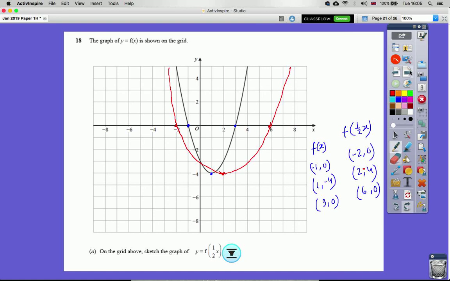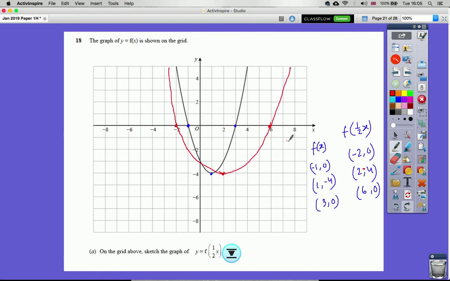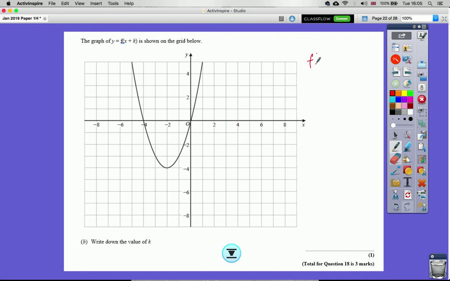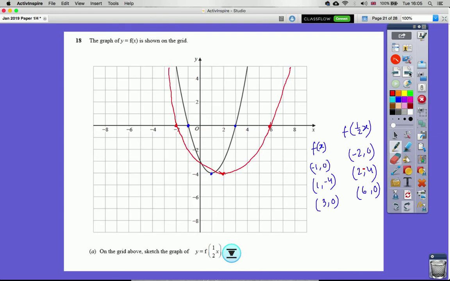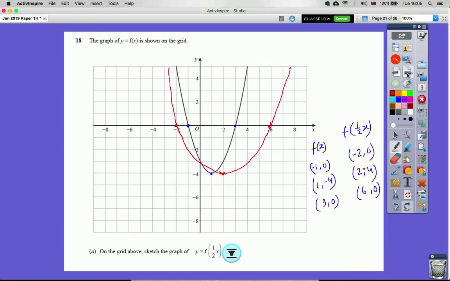Okay, let's move on to the next question. This says write down the value of k. F of x plus k is shown in the grid below. So let's look at the previous graph and let's look at the coordinates, right? So it was minus 1, 0, 1 and minus 4 and 3, 0. Let me write them down here. So f of x was minus 1, 0, 1 and minus 4, and 3 and 0.